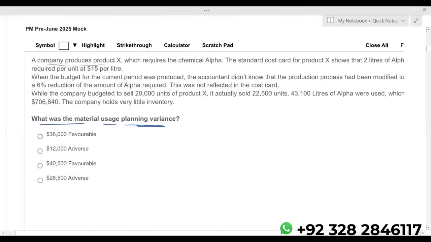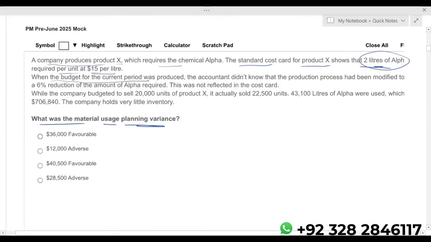A company produces product X, which requires chemical alpha. The standard cost card for product X shows 2 liters of alpha required per unit at $1.15 per liter. 2 liters of alpha is required in order to produce 1 unit, okay? And 1 liter is costing $1.15. Logically, per unit your cost will be $2.30.